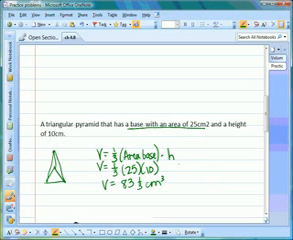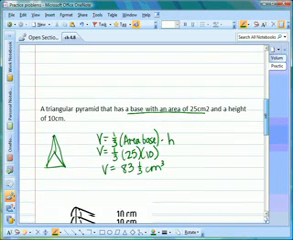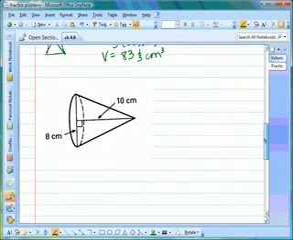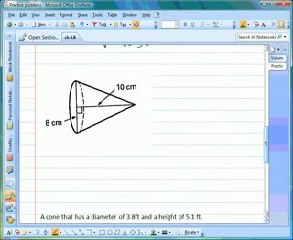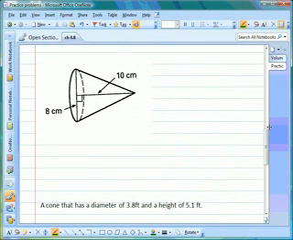Okay, go ahead and check your work. Alright, let's go on down to the next one. Okay, we got a cone. It's laying sideways, but it's still a cone. Go ahead and complete this one. Okay, at this point you should have the problem completed. So let's go ahead and see what we did.